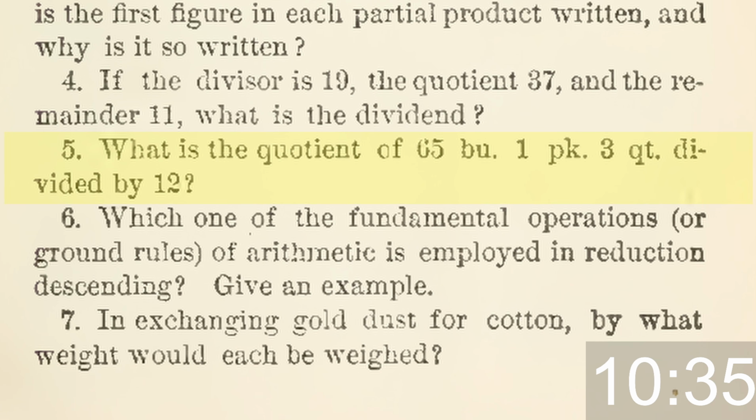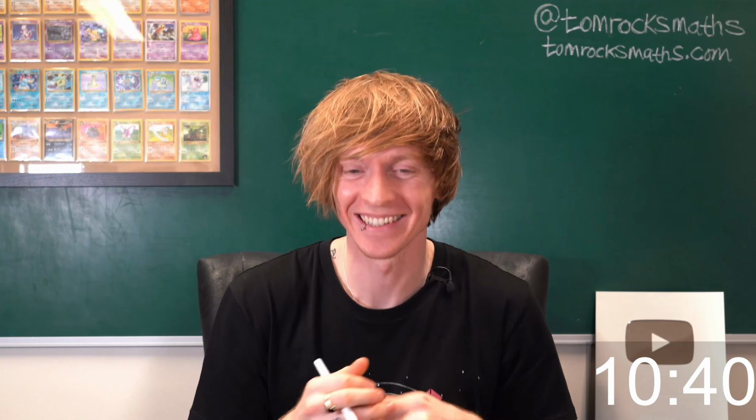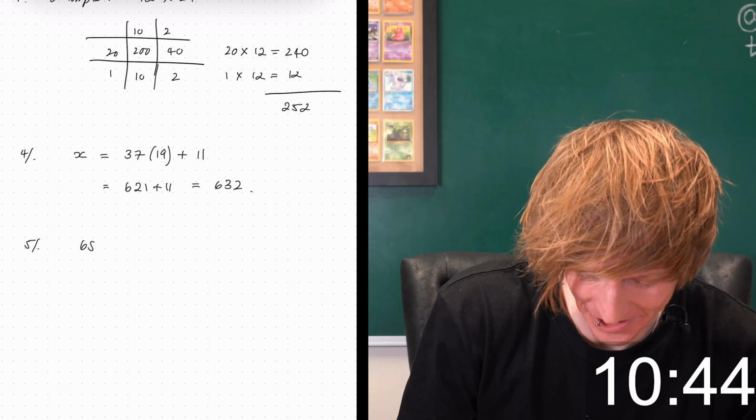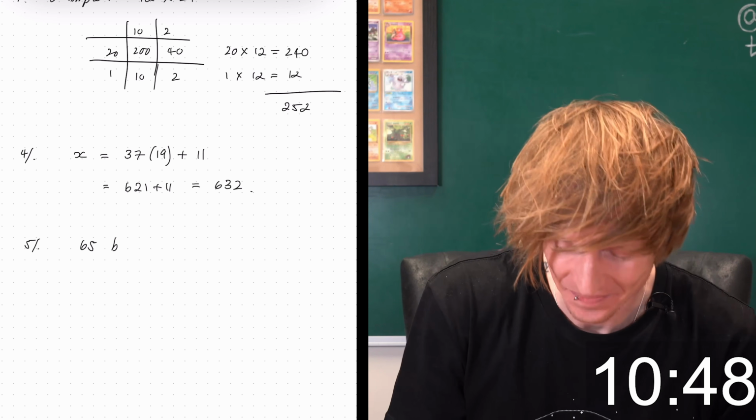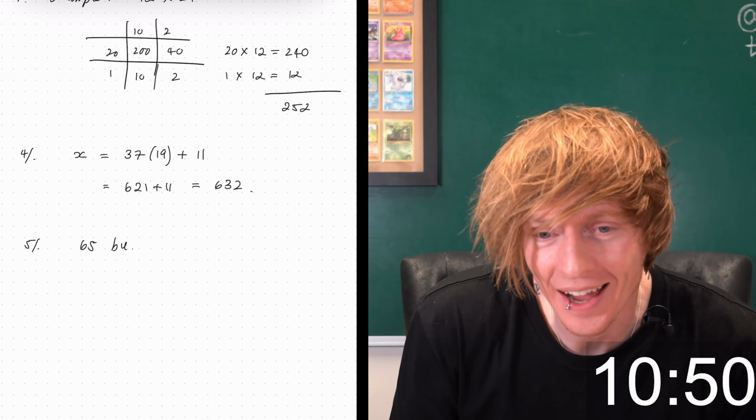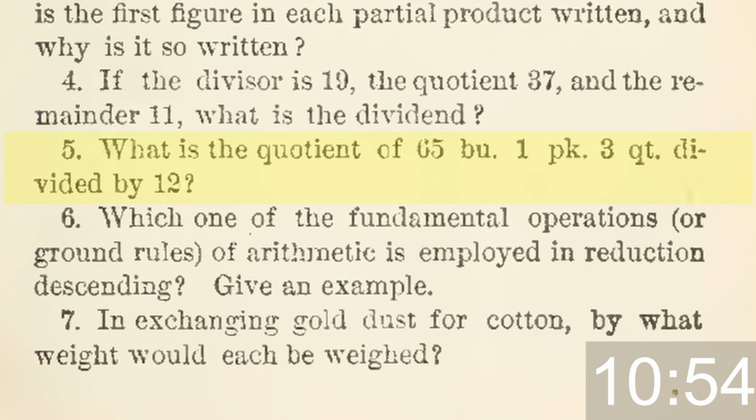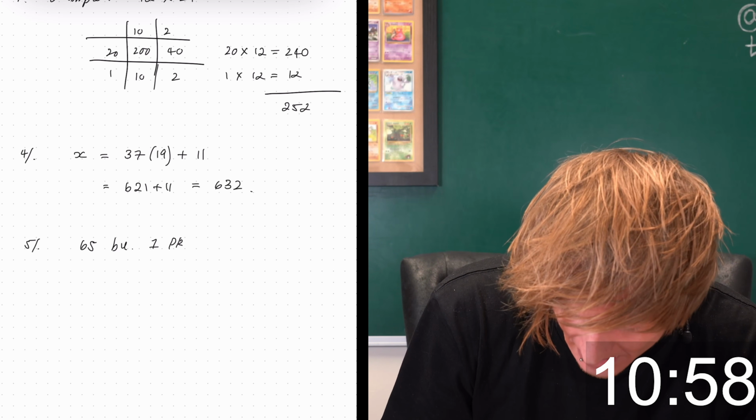Rapid, love it. What is the quotient of 65 BU? Here we go. I don't know what a BU is, but we will Google what a BU means because I don't know. 65 BU, bushel, maybe. 1 PK, 1 packet, maybe, don't know.